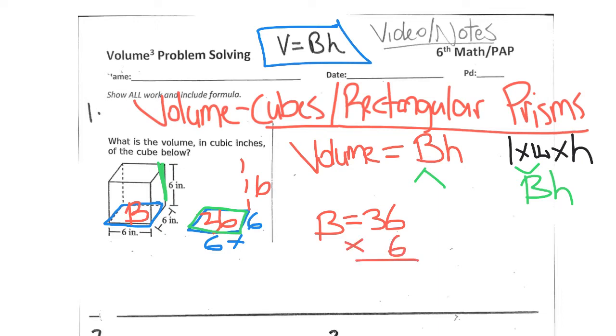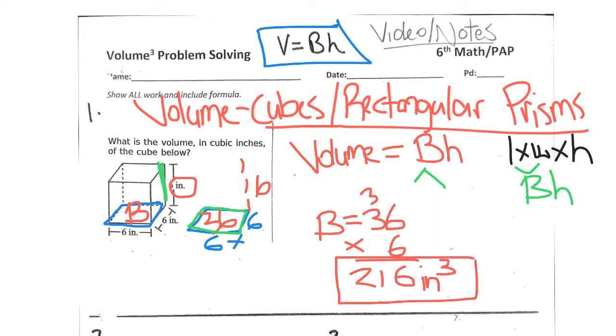So 6 times 6 is 36. 6 times 3 is 18 plus 3 is 21. So now we get 216, and then we can't forget our label also. So it's not just 216 inches, but since it's volume, it's 216 inches cubed because it's a 3D shape. It has length, width, and height.